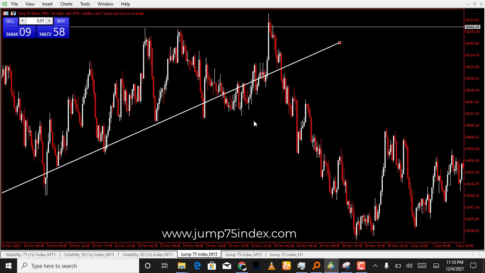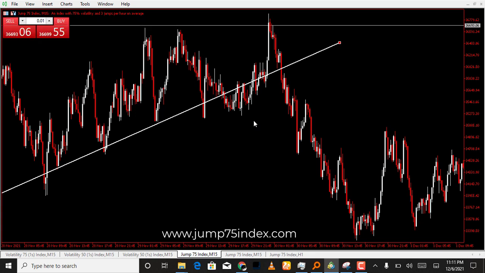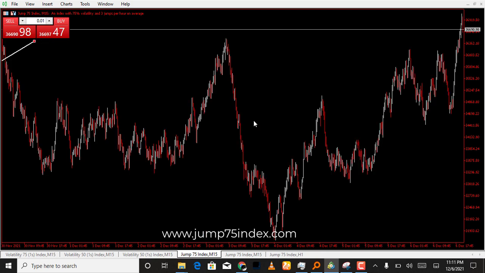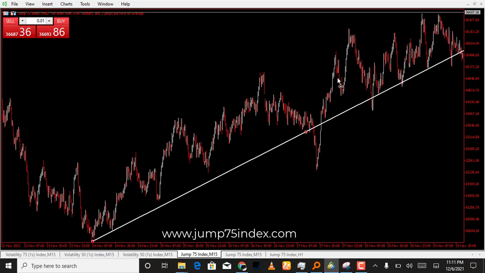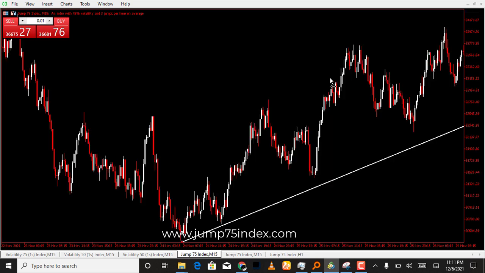So why do we need to understand these levels? We need to understand these levels because if we are trading pullbacks, we'll be using our trend line, as you can see. If we are trading breakouts, we'll also be using our trend line. For example, here by using our trend line, the price broke that level and moved into a bearish trend, as you can see, guys.